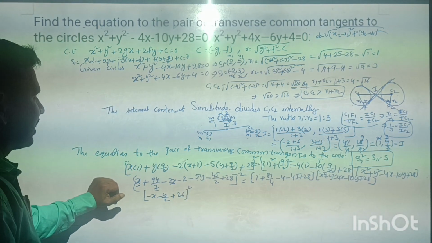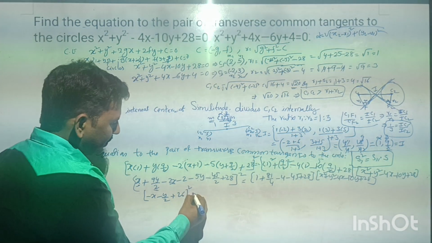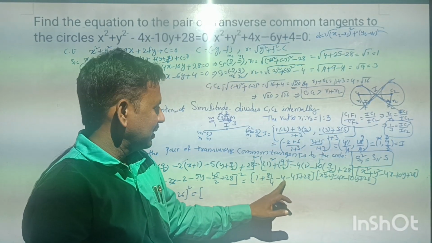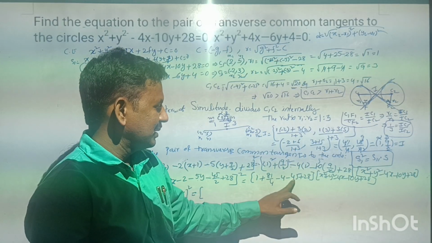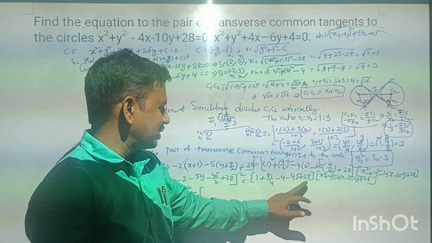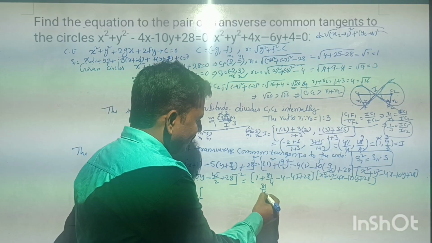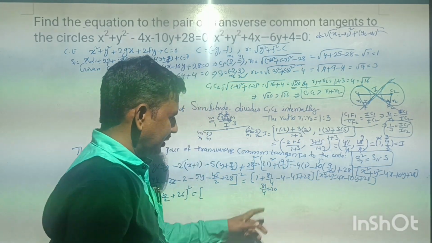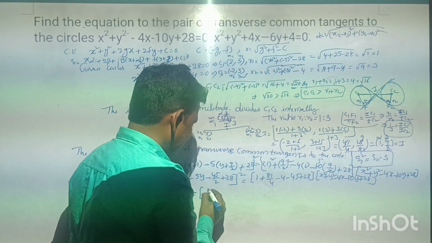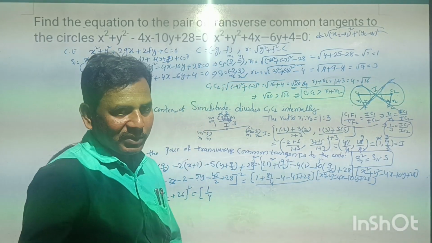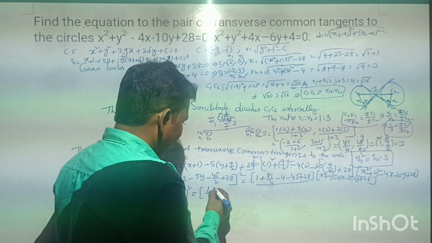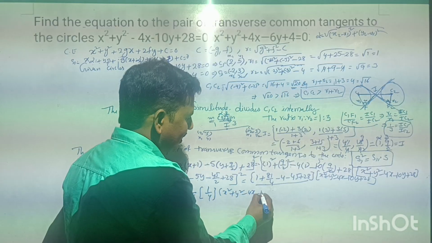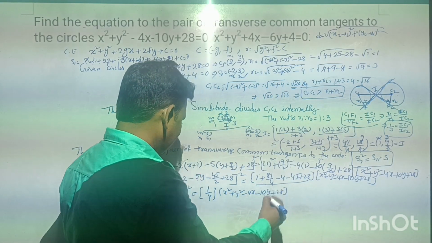26 whole square. Now equal to this is 1 minus 4, minus 48 plus 28 plus 20, 1 by 4 plus 20 equal to 80. So minus 20 equal to 80. 80 by 4, 1 by 4. This is totally simplified. We get the 1 by 4. Now remaining term equal to x square plus y square minus 4x minus 10y plus 28.